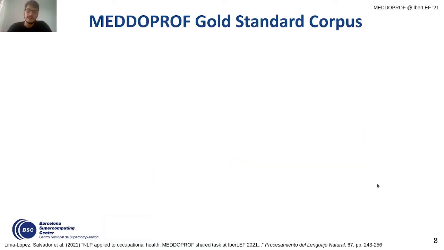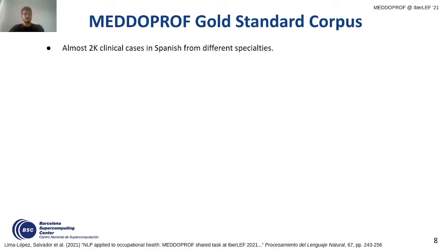Well, this time we decided to focus on medical documents. Specifically, we annotated almost 2,000 clinical cases in Spanish and from around 20 different specialties, including COVID cases, dermatology, cardiology, psychiatry. This is important because the information in the different specialties is not always the same. Some specialties, such as psychiatry, contain much more occupational information than the average.